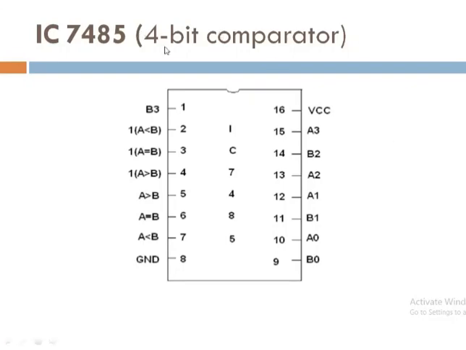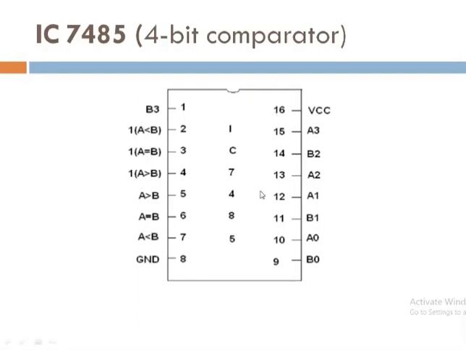Because a single IC can compare only 4 bits. So for comparing 16 bits, you require a total of 4 ICs. Each IC can compare only 4 bits. So these 4 ICs should be connected to each other, and for that purpose, we require the cascading input.